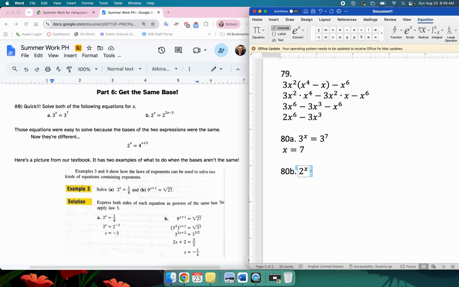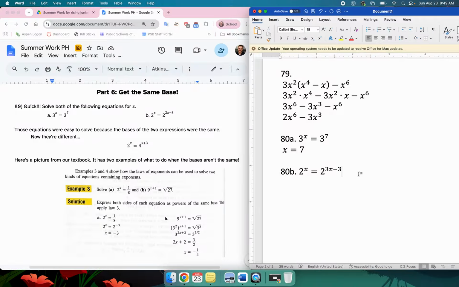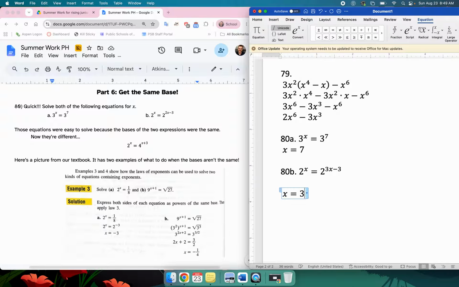You have 2 to the x is equal to 2 to the power of 2x minus 3. The idea that we're getting at here is, look, the only way that this equation can be true is if the exponents match. Like you have 2 to the power of something equals 2 to the power of something else. The only way that this equation can possibly be true is if the something and the something else are actually the same. So actually, x has to be equal to 3x minus 3. The exponents have to be the same because the bases are the same.